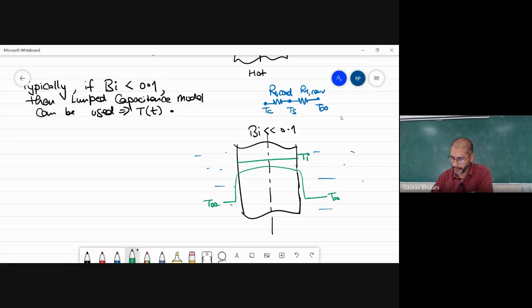So this is T equal to T1, and then after some time, you will see that the temperature is going to drop further. Slowly the temperature will drop ultimately to T infinity, because it will cool down and reach the liquid temperature. I'm assuming that the liquid bath is very huge, so the liquid is not getting heated in this case.